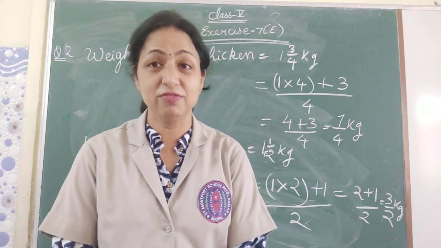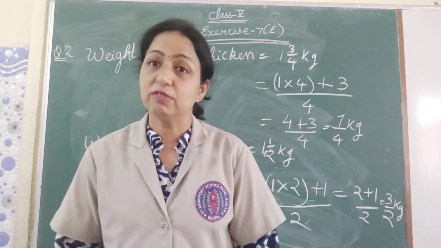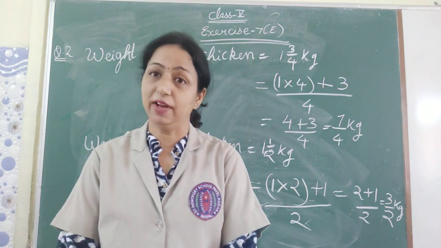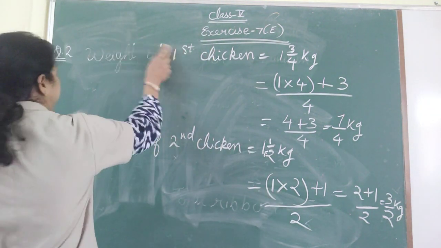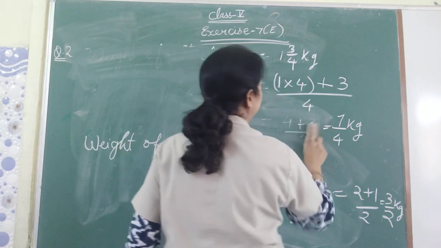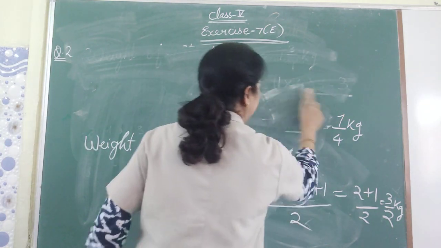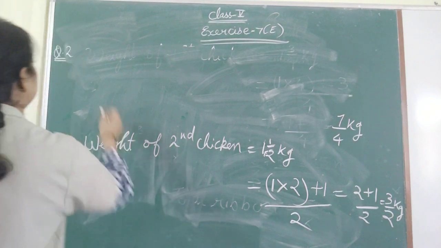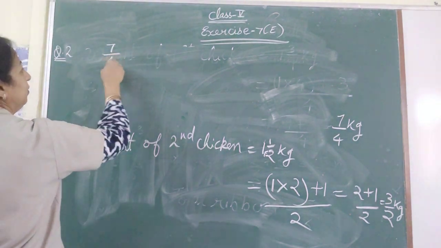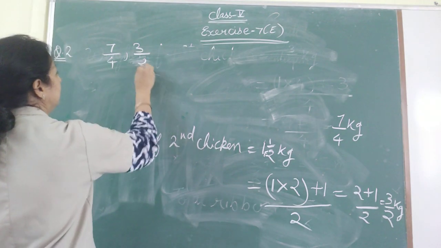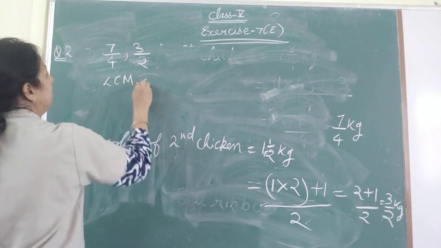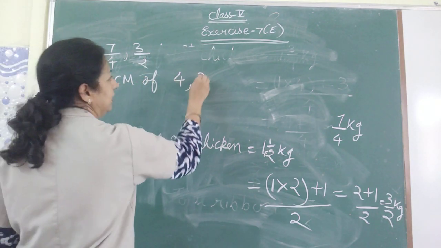These are unlike fractions. So first we will convert them into equivalent fractions having the same denominators. Okay children? So we have two fractions, 7 by 4 and 3 by 2. Let us convert them into equivalent fractions having the same denominators. For that we will find the LCM of the denominators 4 and 2.